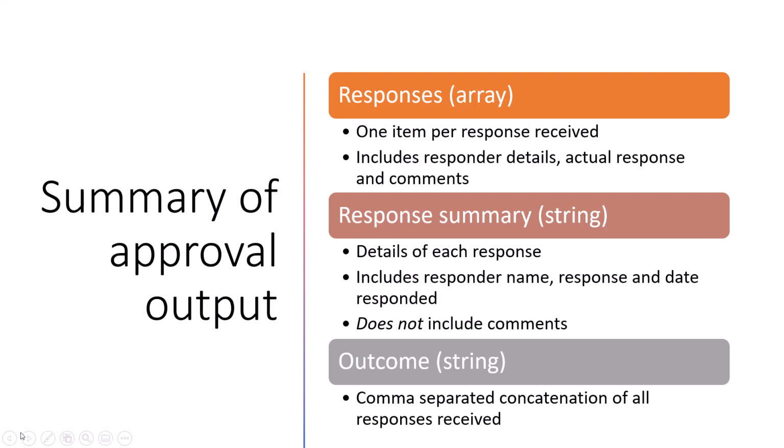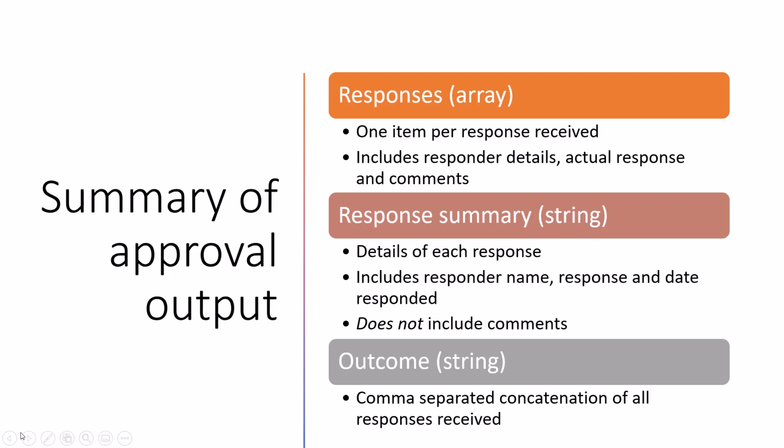And then there's an outcome field, which is also a string value. What's actually in that string is going to be a comma separated concatenation of all the responses received. So again, you need to think, how many responses could there be? If it's sent to 5 people and everyone must respond, and let's say all 5 approved, then that outcome is going to be approve, comma, approve, comma, approve, comma, etc. It'll have 5 approves separated by commas.